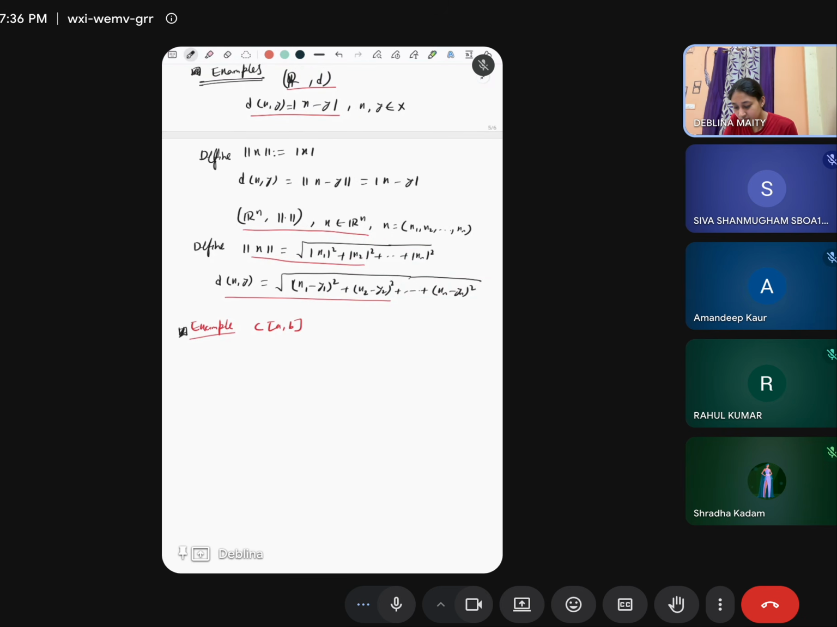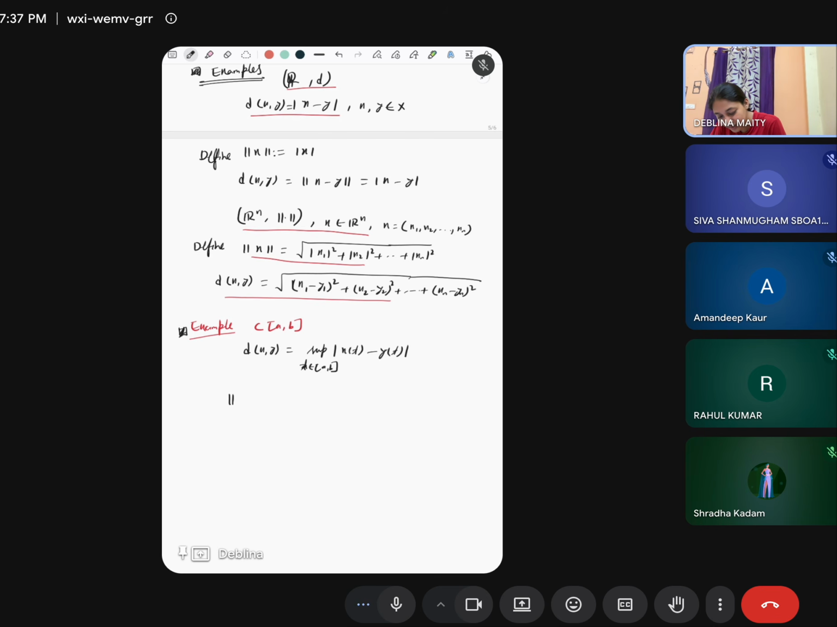So can we define a norm here such that the metric we have defined, that is the supremum of |x(t) - y(t)|, t belongs to [a, b], is induced from that norm? Yes, here we can define the norm.